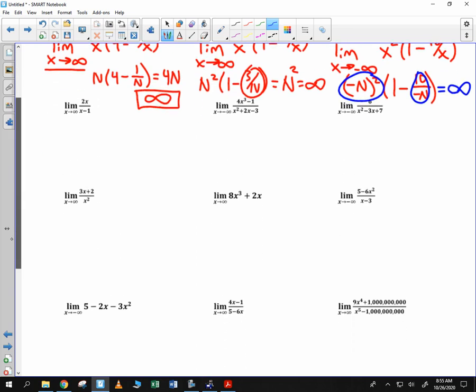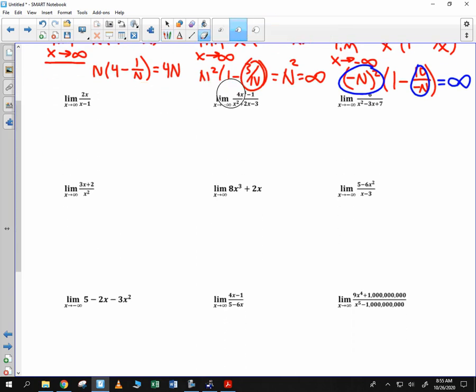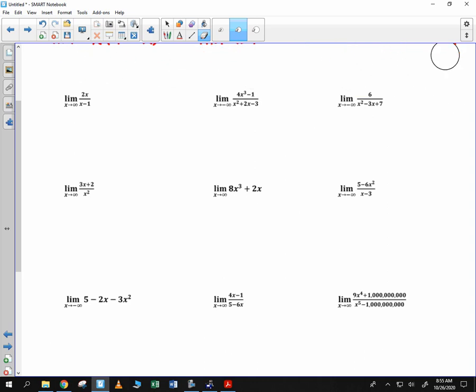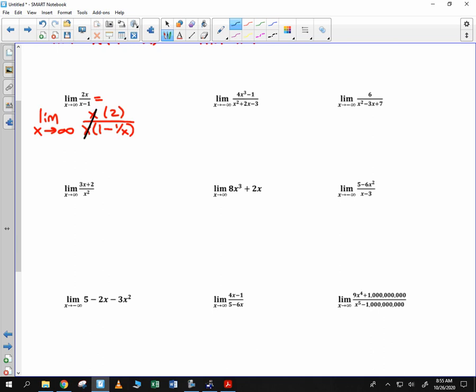Consider the next example. I'm going to factor the largest term out of the top and the largest term out of the bottom. So I get the limit as x tends towards infinity of x times 2 over x times 1 minus 1 over x. Notice that the x's cancel, and you get 2 over 1 minus 1 over x. If you plug in a large number, 1 over x will go towards 0. So you get 2. That limit is 2.